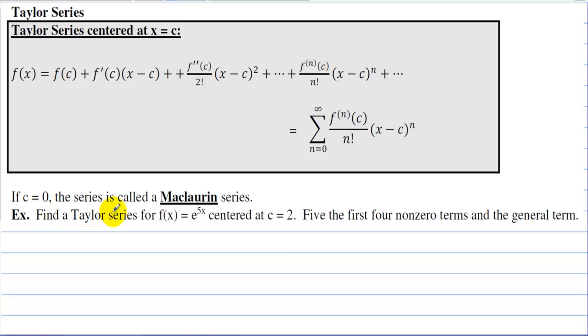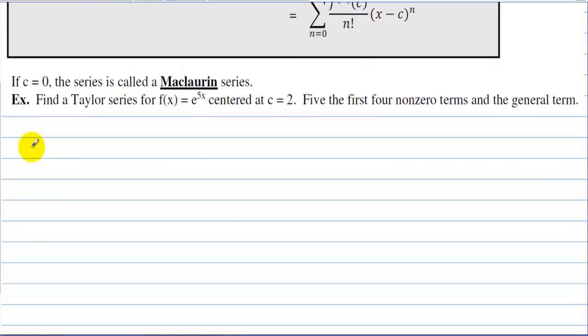Example: find a Taylor series for f of x equals e to the 5x centered at c equals 2. Find the first four non-zero terms, and then we will find the general term. f of 2, in this case, is equal to e to the 10th. Then we want to find the first derivative, which is 5e to the 5x. And then when we evaluate at 2, we get 5e to the 10th.